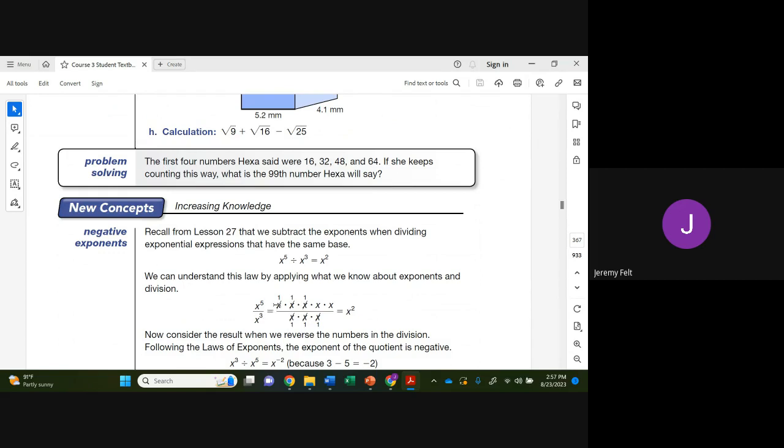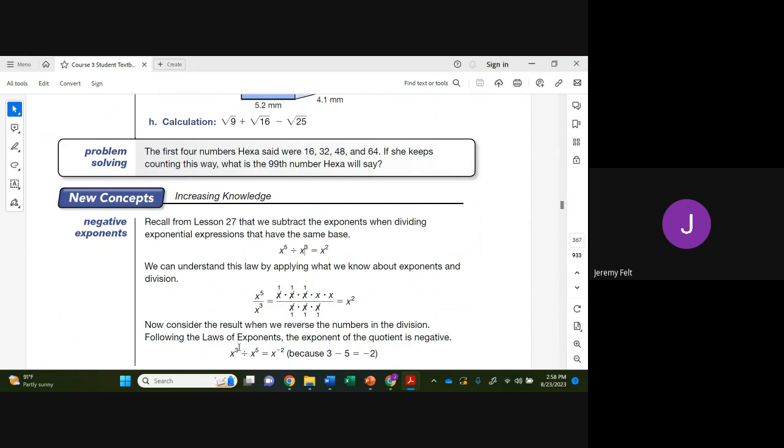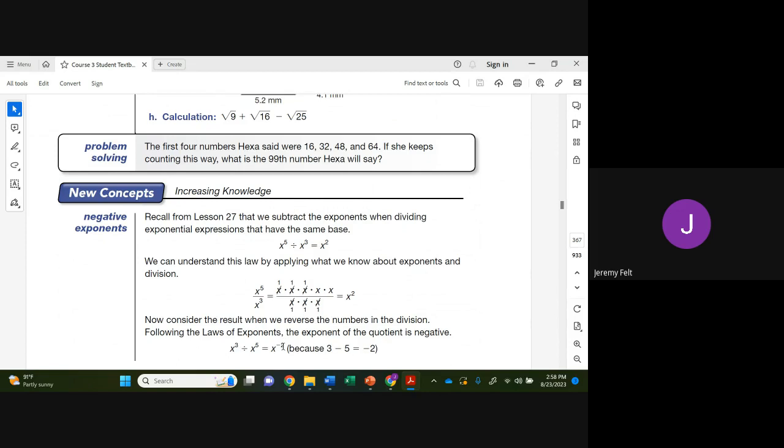We could write it out as we've done in the past, x times x times x times x times x over x times x times x. 3 of those are going to cancel out top and bottom. I'm left with 2 in the numerator, or x squared. But then if we have the same base and we're dividing x cubed by x to the power of 5, well, that's going to give x to the power of negative 2.